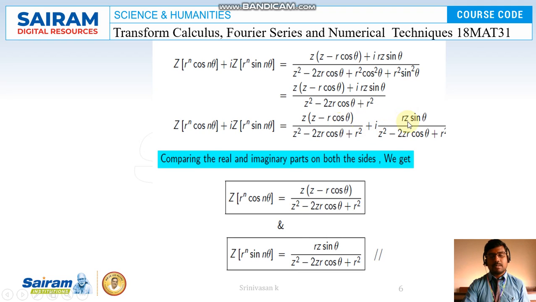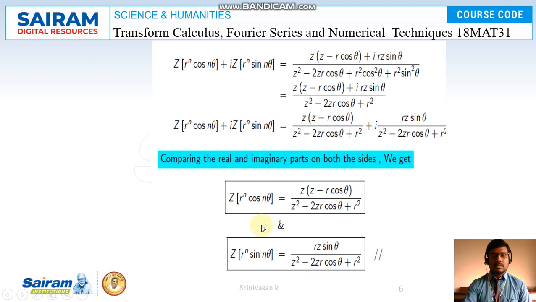This i, we split out the imaginary part. Now compare the real part and imaginary part, the left hand side and the right hand side. We get Z of r^n cos n theta equals z(z minus r cos theta) divided by z square minus 2 z r cos theta plus r square. And Z of r^n sin n theta value is r z sin theta divided by z square minus 2 z r cos theta plus r square. So this is our required equation of the Z transform.